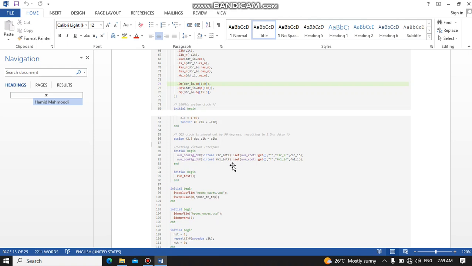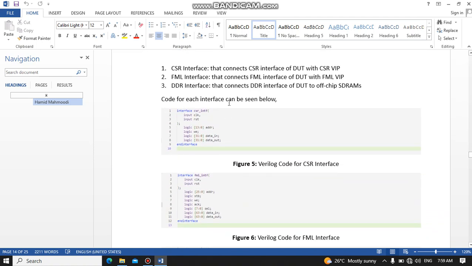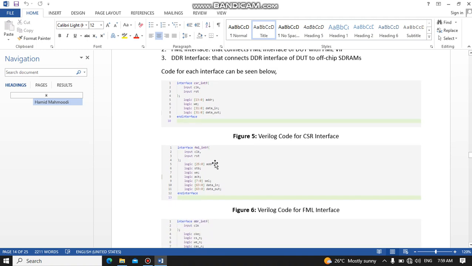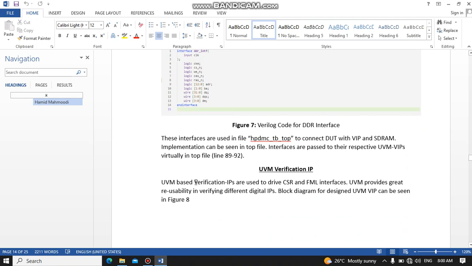So moving on to the UVM, these are our interfaces. We have the CSR interface, which consists of address, write enable, read enable, and data in, data out bits. We have the FML interface, where we have address, strobe, write enable, acknowledge, select, and data in, data out. And here we have the DDR interface.